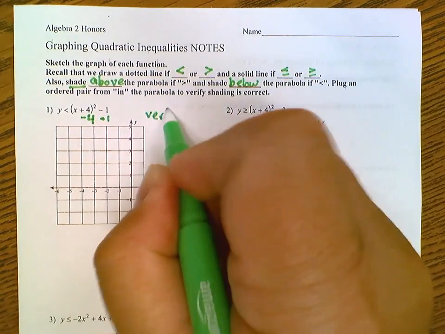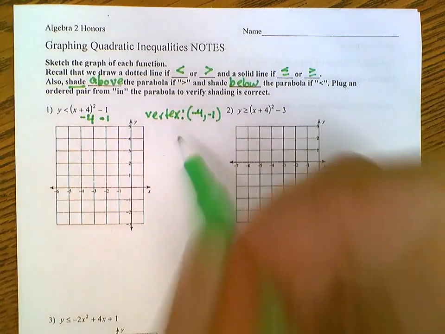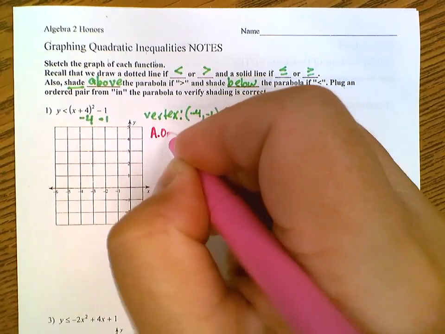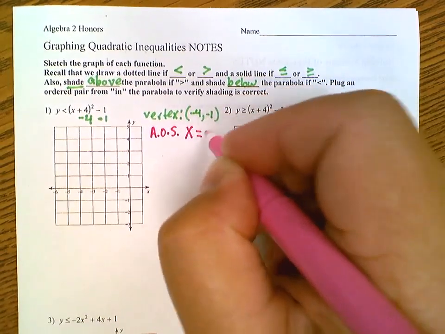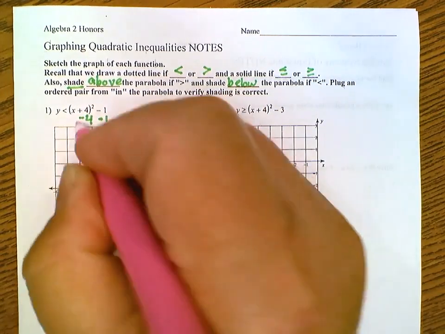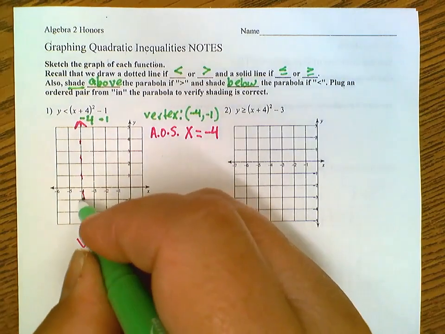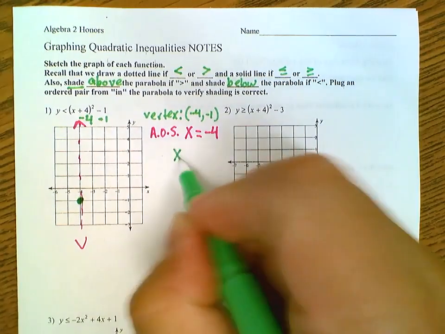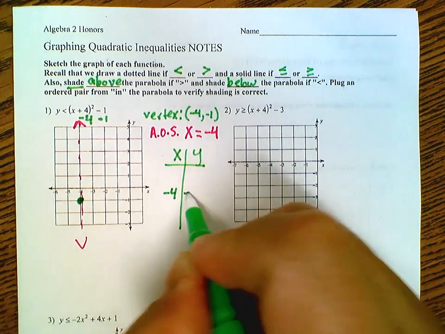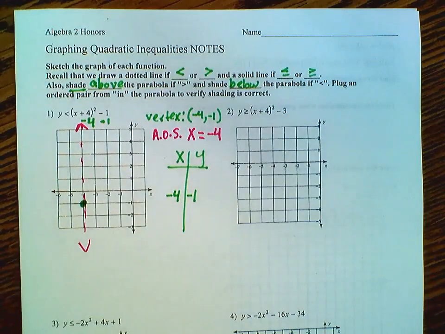So my vertex is -4, -1, which means I also know my axis of symmetry. It's x equals -4. So I can get started graphing that now. There's my axis of symmetry through -4, and -4, -1 is my vertex. To get another couple of points, I can use my table. I put my vertex in the middle, and then I use points that are on either side.